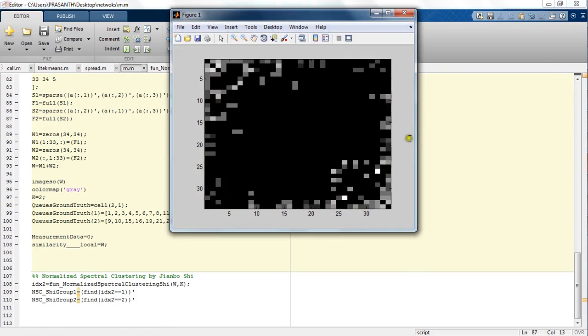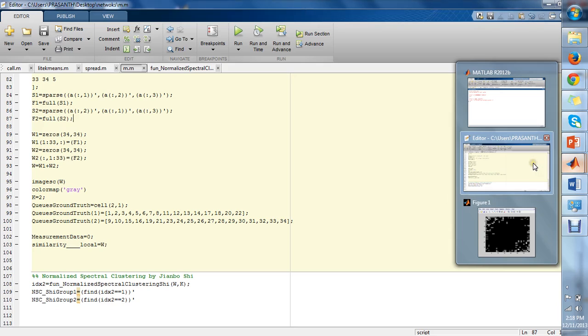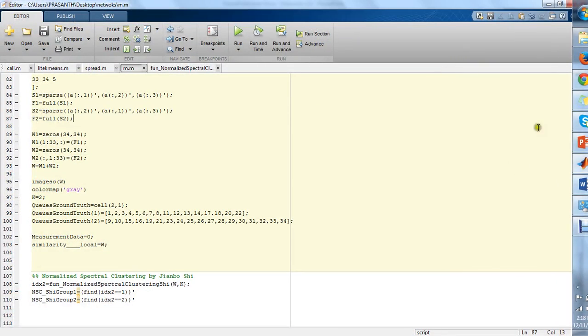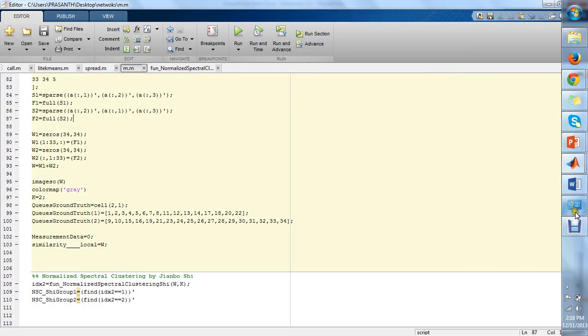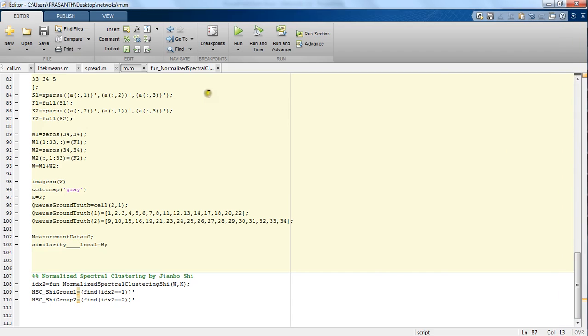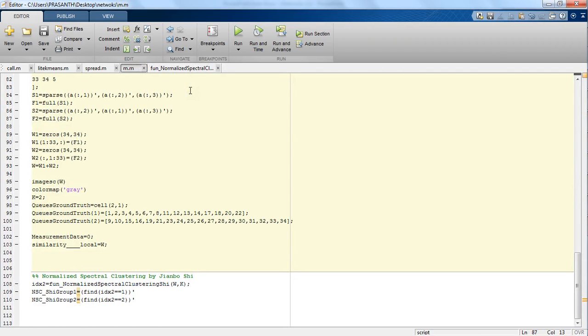This is the graphical plot representation, and we see that the matrices are formed and the clusters are formed.